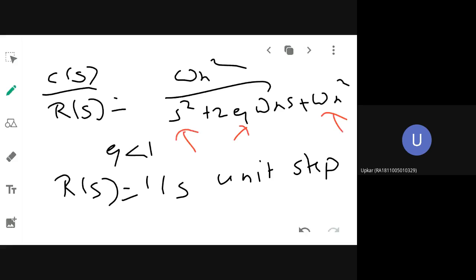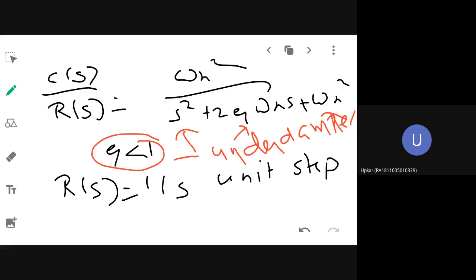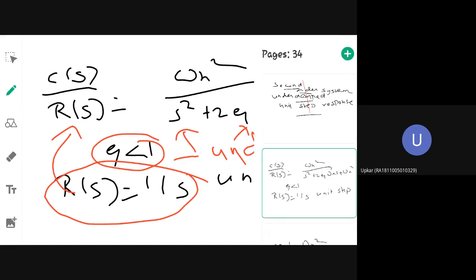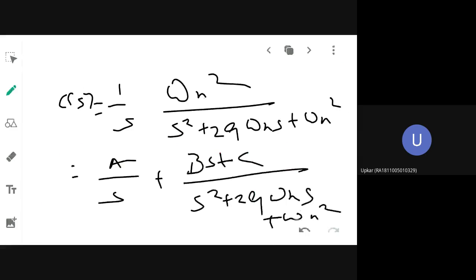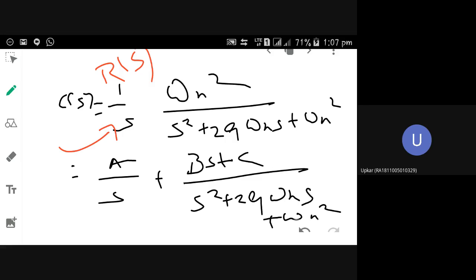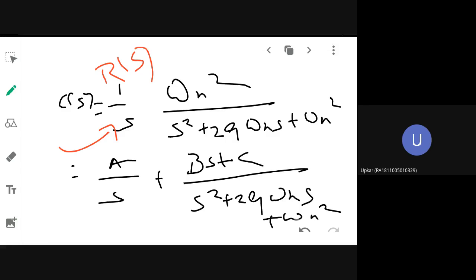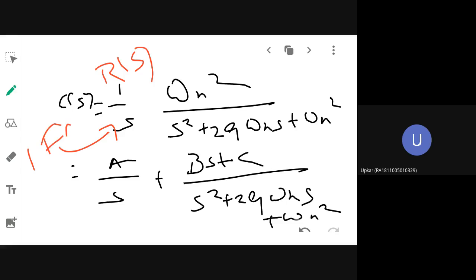For this system, I am going to consider that damping ratio is less than 1 so that it will become an underdamped system. And for this system, I am going to apply R of s is equal to 1 by s so that I will be able to get a unit step response. So I have taken R of s is equal to 1 by s, and I have taken that to the other side. Then as usual, I am going to take partial fraction expansion.